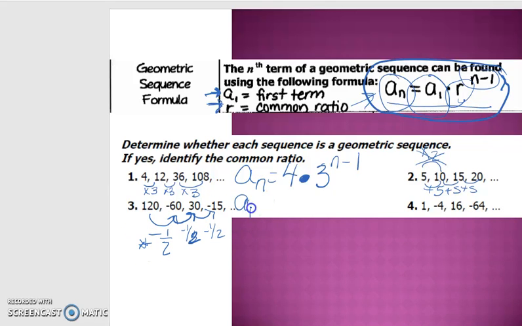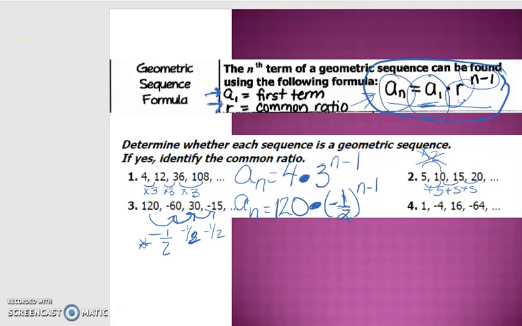So let's write the equation. A sub n. Our first term in the series is 120. We are multiplying by the ratio, and we said it was a negative 1/2. Now I am going to put it in parentheses because it's a negative number. I usually try to do that. All right, and then our n minus 1 stays in the exponent.